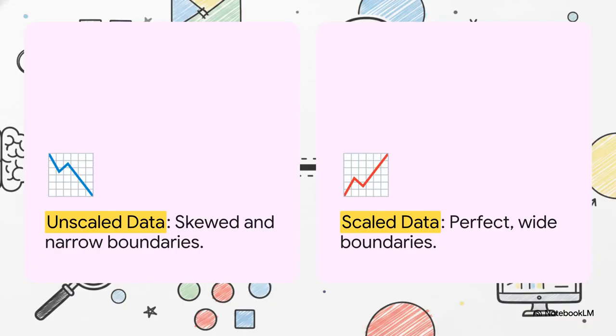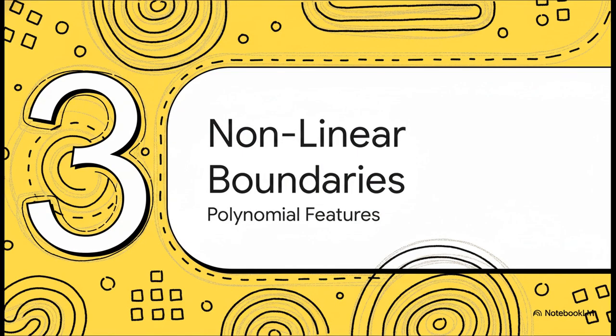Actually, listen up, because this is a massive practical takeaway, especially if you're writing code. SVMs are incredibly sensitive to the scale of your features. If you use unscaled data, you're going to get these skewed, narrow, completely uninformative decision boundaries. But if you apply feature scaling, using something like scikit-learn's StandardScaler, boom, you suddenly get these perfect, wide, highly accurate boundaries. Seriously, feature scaling is absolutely non-negotiable for SVMs. Don't forget it.